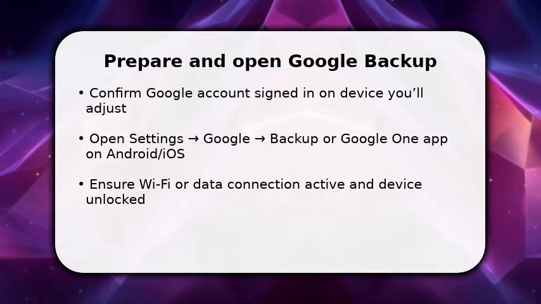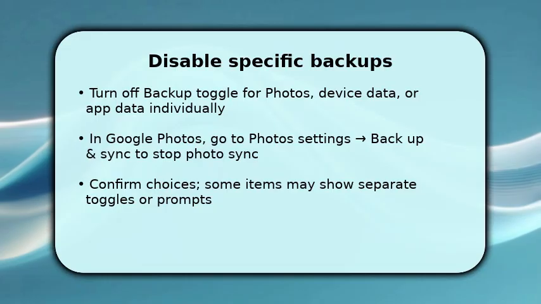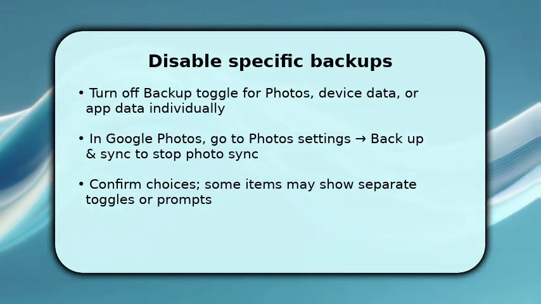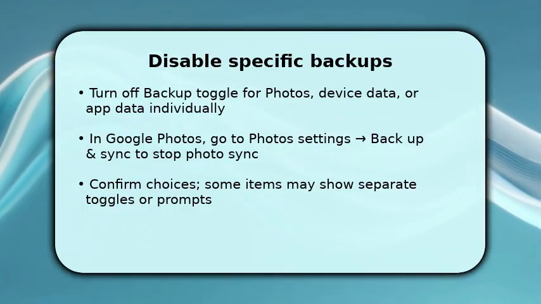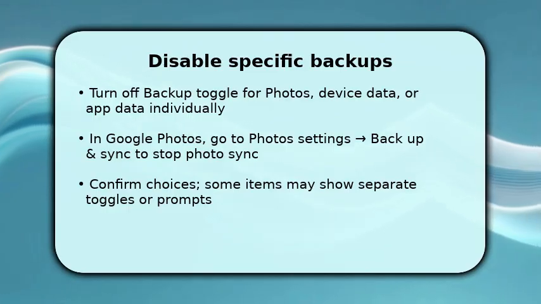Now you'll stop the actual syncing. First, toggle off the main backup switch if you want to halt all backups. If you prefer selective control, open the list and disable specific items like photos, app data, and device settings one at a time. In Google Photos, go to Settings, right arrow Backup and Sync and disable it there.